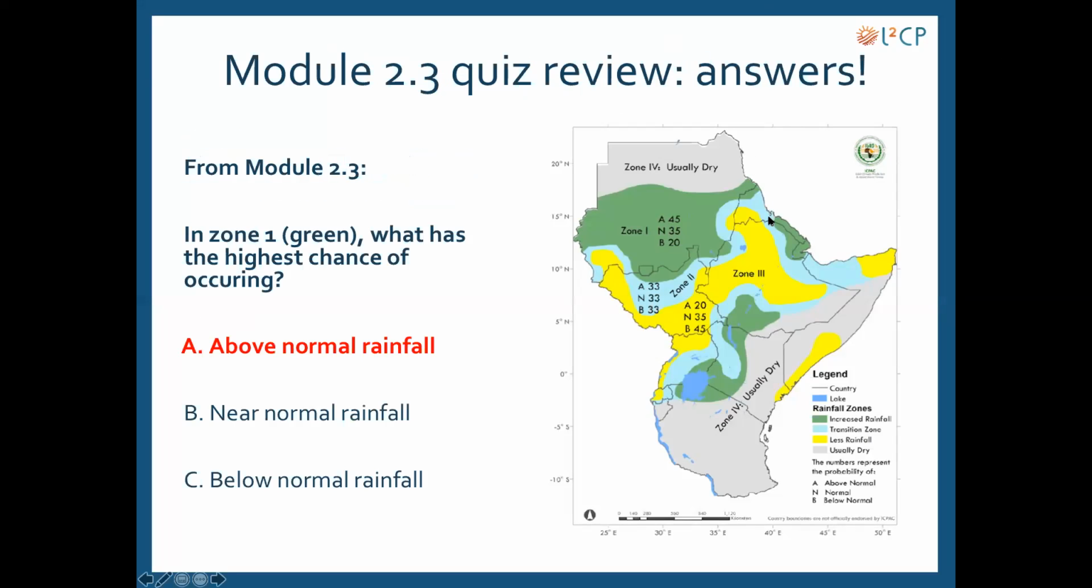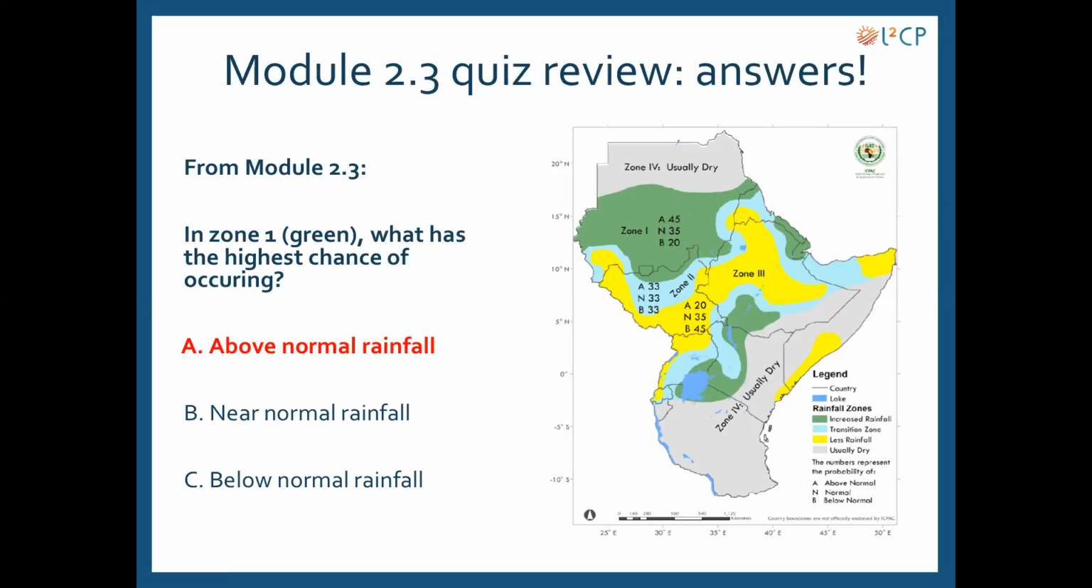Okay. So let's look at some answers. Right, question 1. Which has the highest chance of occurring? Now, to answer this question, you have to look at the numbers in zone 1. So we've got 3 numbers here. Each one represents the probability of A for above normal, N for normal, B for below normal. So here, A is 45, N is 35, and B is 20. So the highest is A, which is 45. So the answer is above normal rainfall, A.